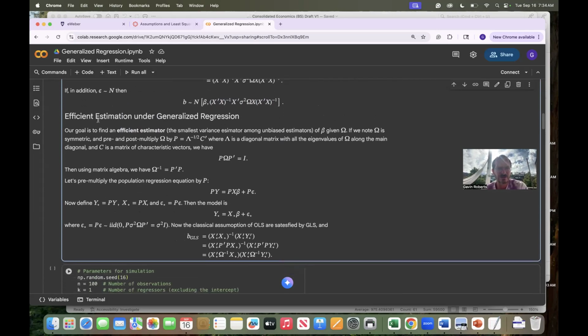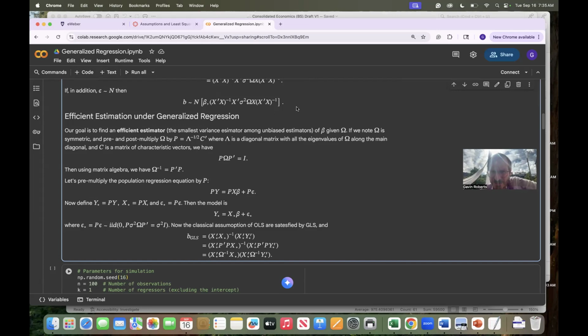And so now we want to think about how we can get back to better estimation, because basically efficient estimation means we want to get to a lower variance, given that we've discovered we have a higher variance estimate under the generalized model. So our goal is to find an efficient estimator, the smallest variance estimator among unbiased estimators for our coefficients under the generalized model. OLS is an efficient estimator under the spherical disturbances, under the assumptions we went across last time. We showed that because it is the smallest variance estimator among unbiased estimators.